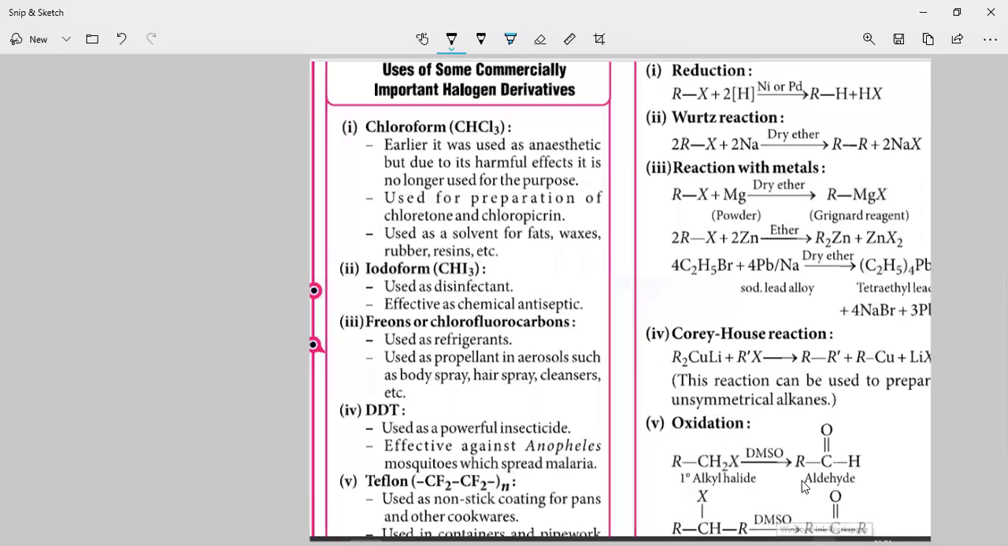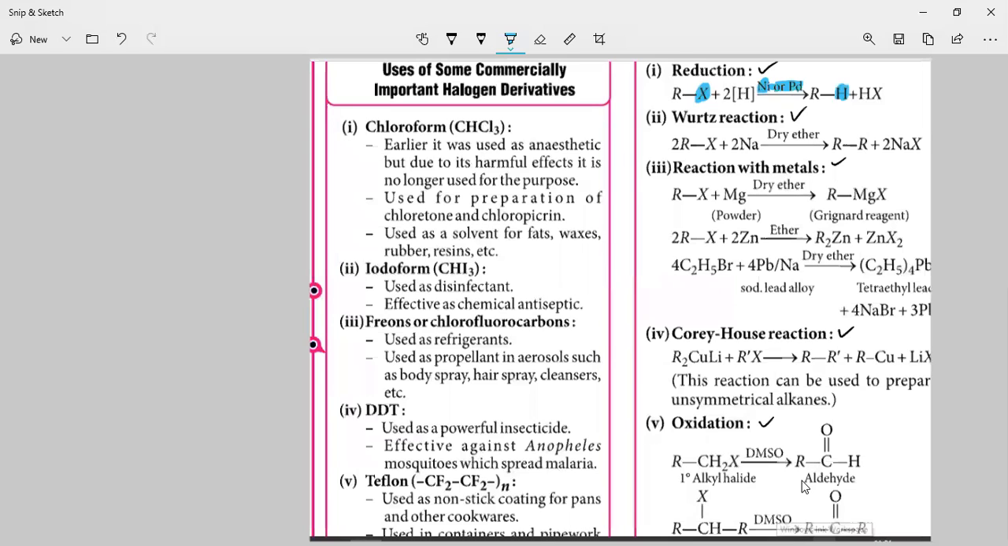So here in miscellaneous reactions, first one is reduction, second one is Wurtz reaction, third one is reaction with metals, Corey-House alkane synthesis, and oxidation. In reduction, we are reducing with nickel or palladium catalyst. In the place of halide, you are going to get H. That means alkyl halide is converted to the alkane during the reduction process.